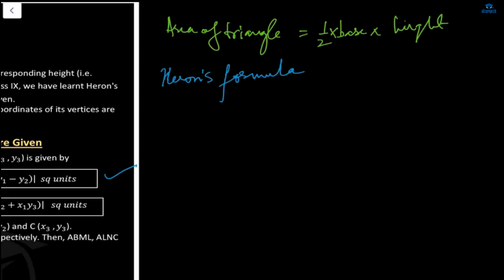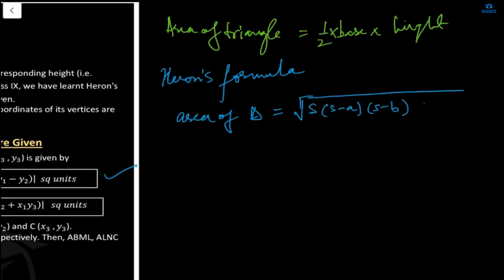According to Heron's formula, the area of a triangle is equal to the square root of S(S minus A)(S minus B)(S minus C), where first you have to find the semi-perimeter S, and A, B, C are the sides. This was your Heron's formula, and from these two ways you have taken out the area of a triangle till now. But today we will see, when all the coordinates of a triangle are given, how can we find the area of the triangle?